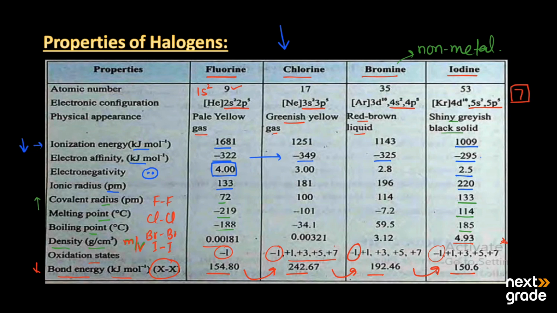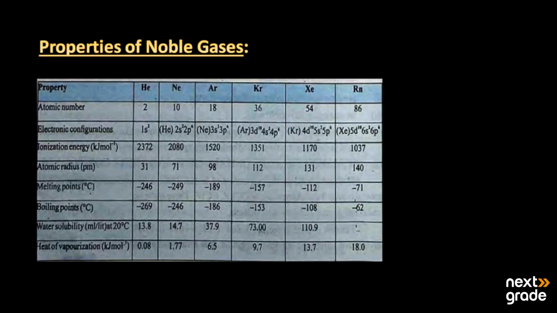So this is a simple description of the properties of the halogens. Then after that we have the properties of the noble gases. Here the noble gases are basically 6 in number: helium, neon, argon, krypton, xenon and radon. Their atomic numbers vary from 2, 10, 18, 36, 54 to 86. The electronic configuration of the valence shell is similar, they contain 8 electrons in their valence shell: 2s2 2p6, 3s2 3p6, 4s2 4p6, 5s2 5p6, and the last one contains 6s2 and 6p6, 8 electrons in the valence shell.